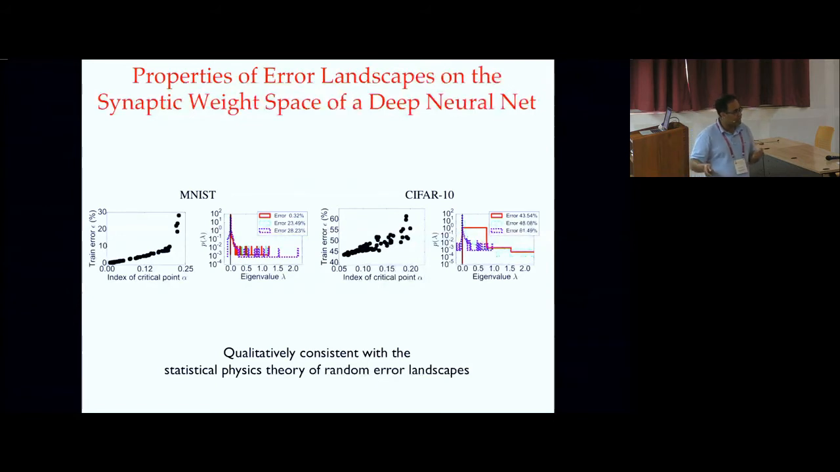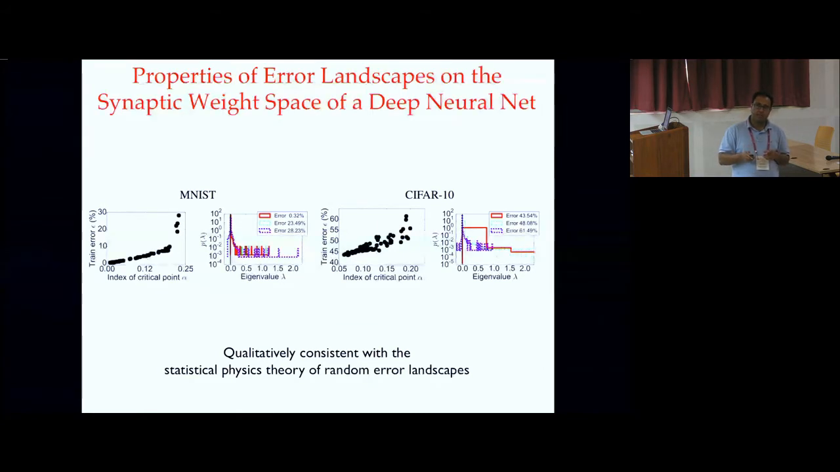I can make no claim that this is an unbiased method for searching for all critical points. This is just what Newton's method gave us, starting from random initial conditions. And as you can see, they concentrate on a monotonically increasing curve, both for MNIST and CIFAR-10. This is the actual distribution, and you can see there's a delta function at the origin corresponding to the flat directions that Misha, you were talking about. And so it's qualitatively consistent with the statistical physics theory of random error landscapes.